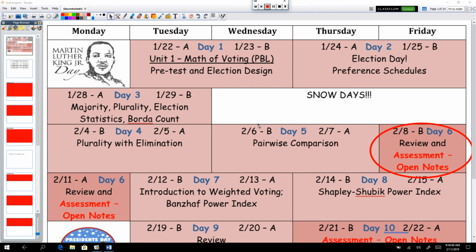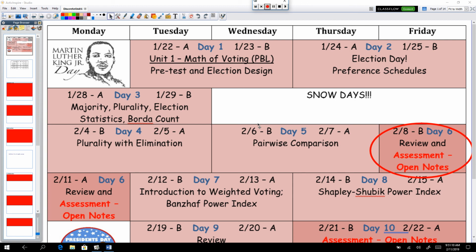Today we're going to talk about Discrete Math Unit 1. This is the math of voting, and we're going to go through various ways to assess the results of an election. We're going to discuss the majority and plurality elements of an election, the Borda count method, the plurality with elimination method, and the pairwise comparison method.